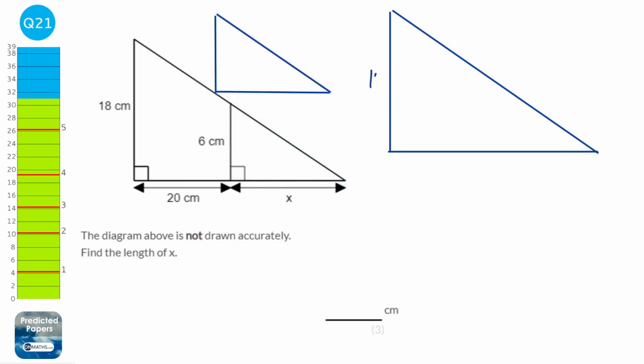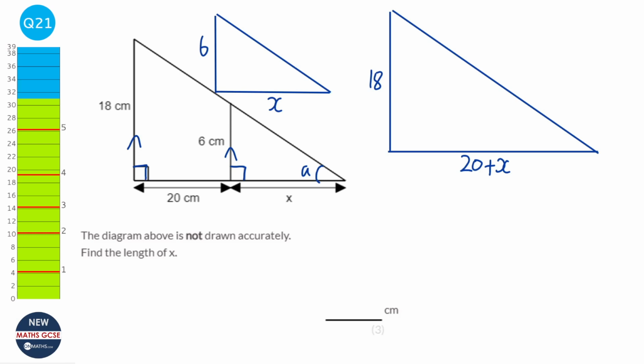And we can label the sides of them as 18. Now this long length would be 20 plus x, 20 centimeters plus x. Then we've got 6 here and we've got x here. Now the two triangles are similar because the sides here we assume are, well, we know they are parallel because they are right angles, and they share an angle here, which we can just label as A, and so they are definitely similar, which means that one is an enlargement of the other.